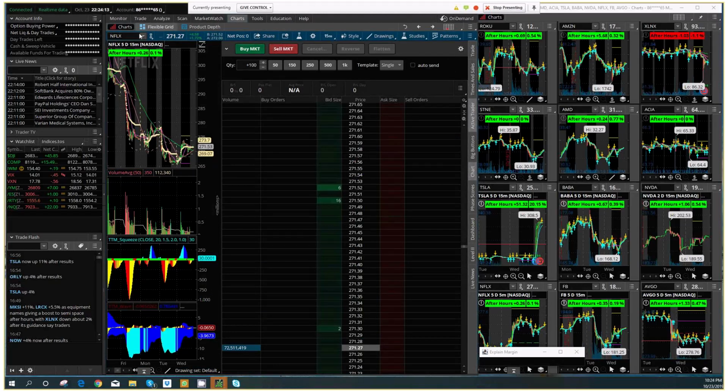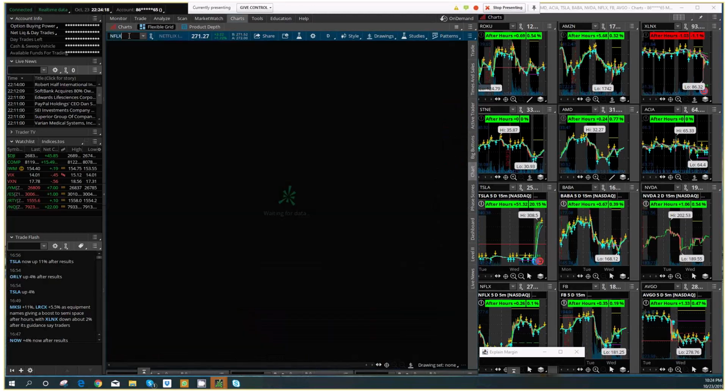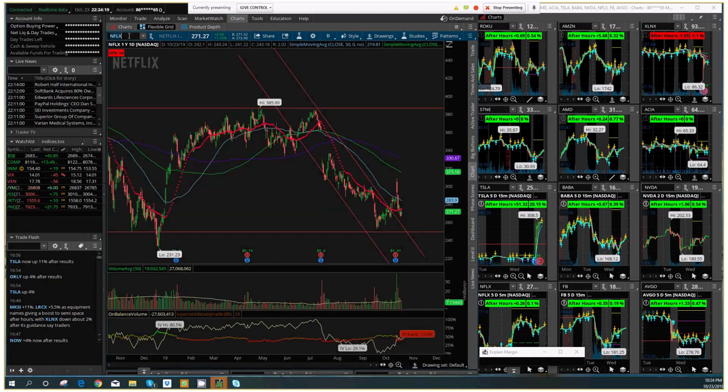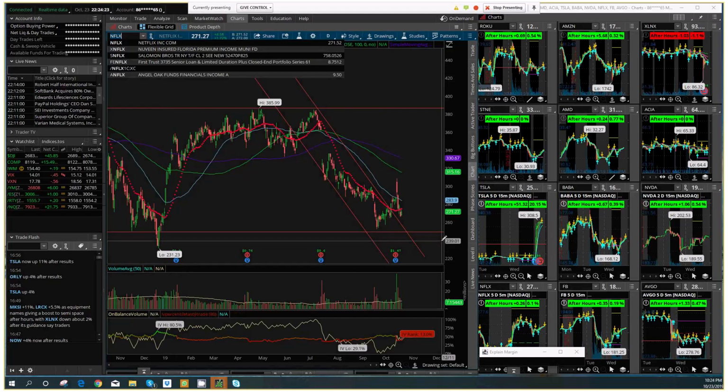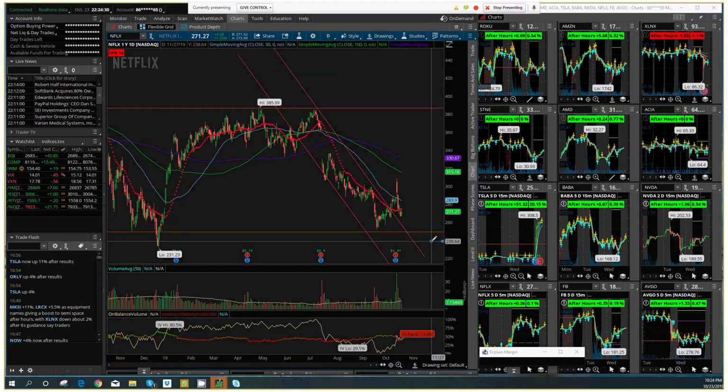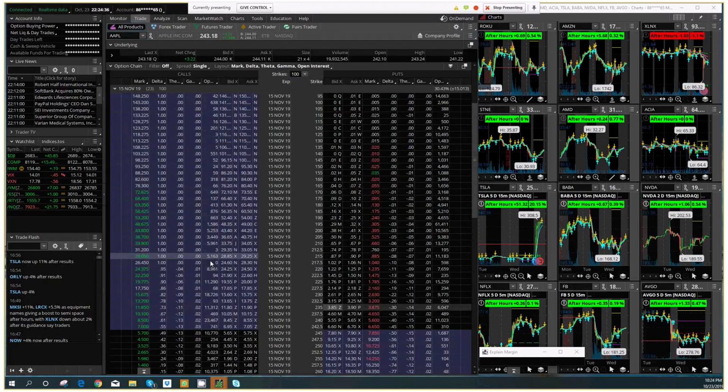Let's just say I'll look at Netflix. I'm looking at Netflix. I think at 240, I would love to own this stock because it's got support there. So 240 is not there now, but that's where I want to buy it. I don't want to buy it now. So you can kind of take a reservation on it. You go and you sell a 240 put. Let's just say you did that.